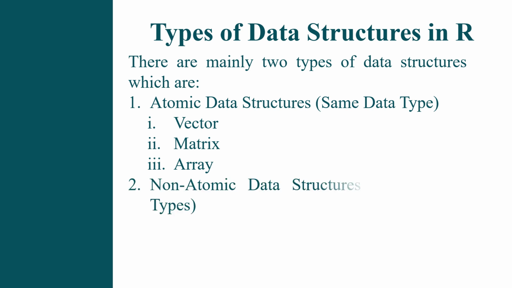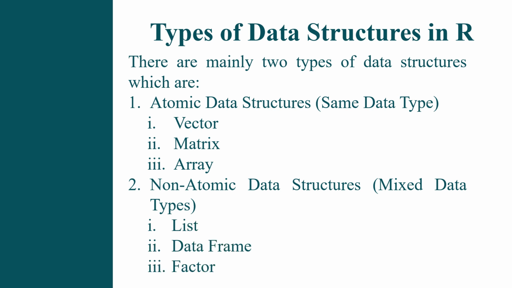The second category is non-atomic data structures, which allow mixed data types. These include lists, which can store numbers, strings. As you know, strings are text. Next is the data frame. In a data frame, each column can have a different type of data. And the last one is factors, which are used to handle categorical data. So these are the main two categories of data structures. Understanding these classifications helps us to know when to use which structure, depending on the type and the format of the data we are working with.